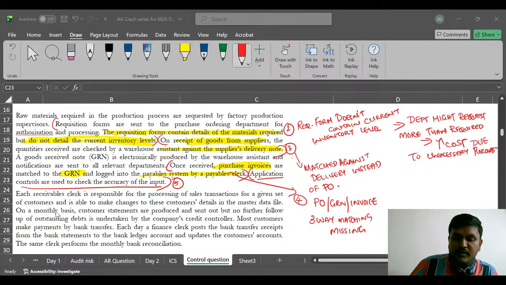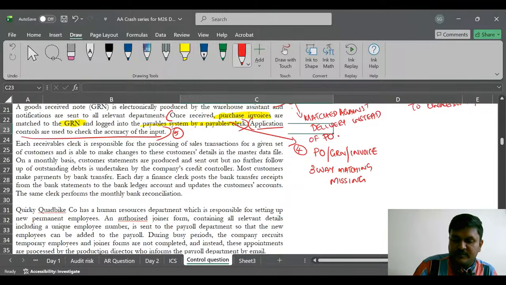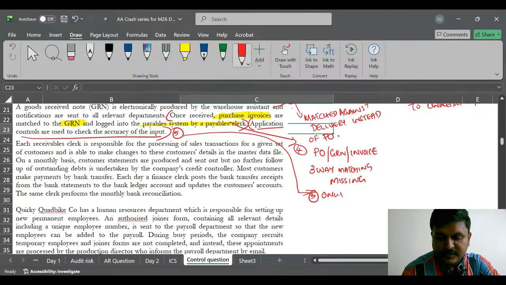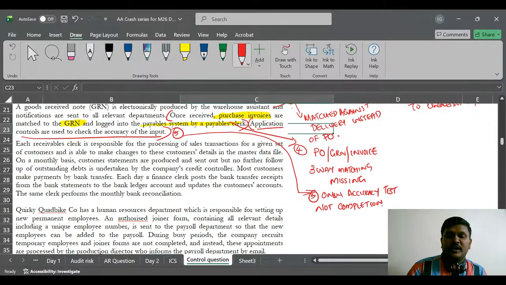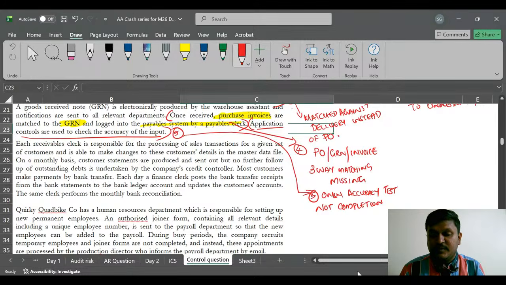Yes. Now what is the fifth problem? What could be the fifth problem, guys? So the fifth problem is, okay, only accuracy is tested in application control, not completeness. Completeness is not being tested, meaning we are not checking whether everything has been added, whether every invoice has been entered or not. That has not been taken into consideration over here. Now what would happen if you are not taking this into account?